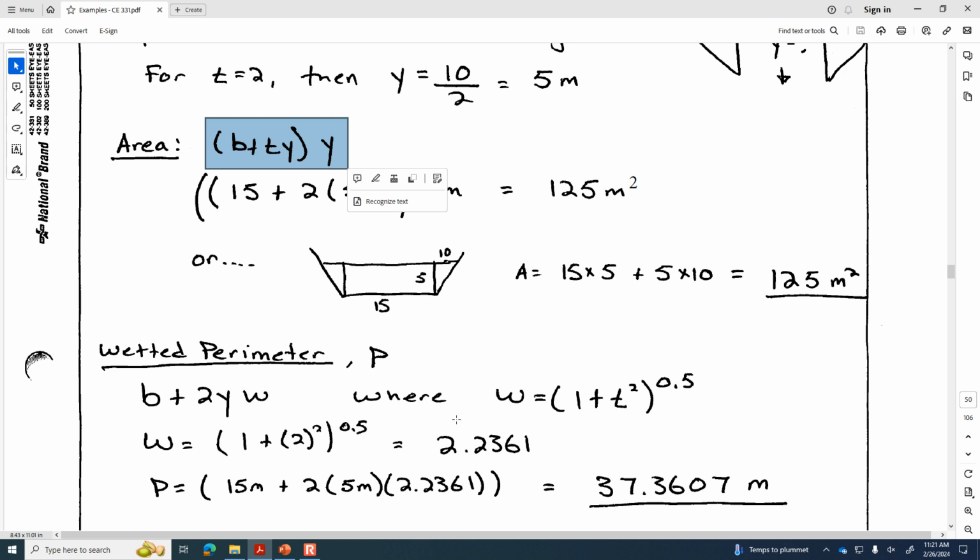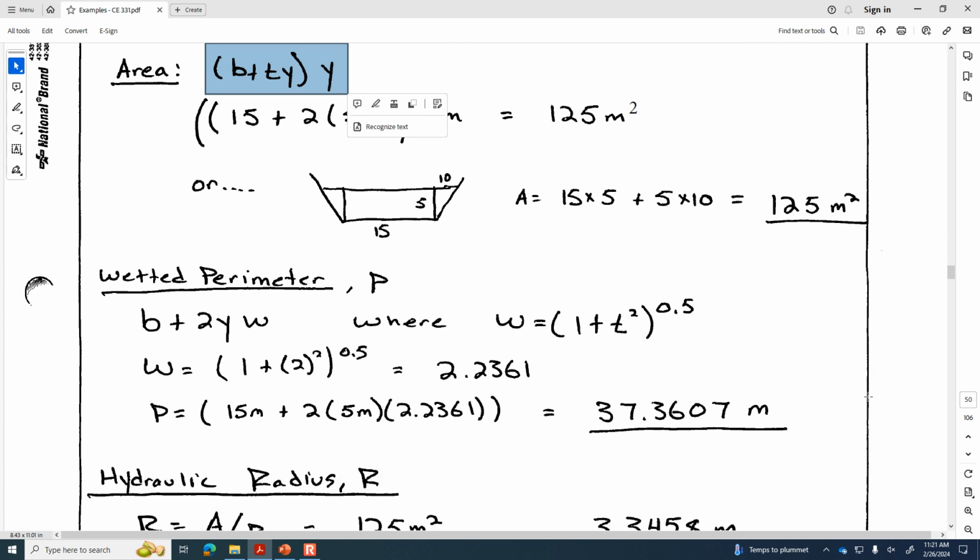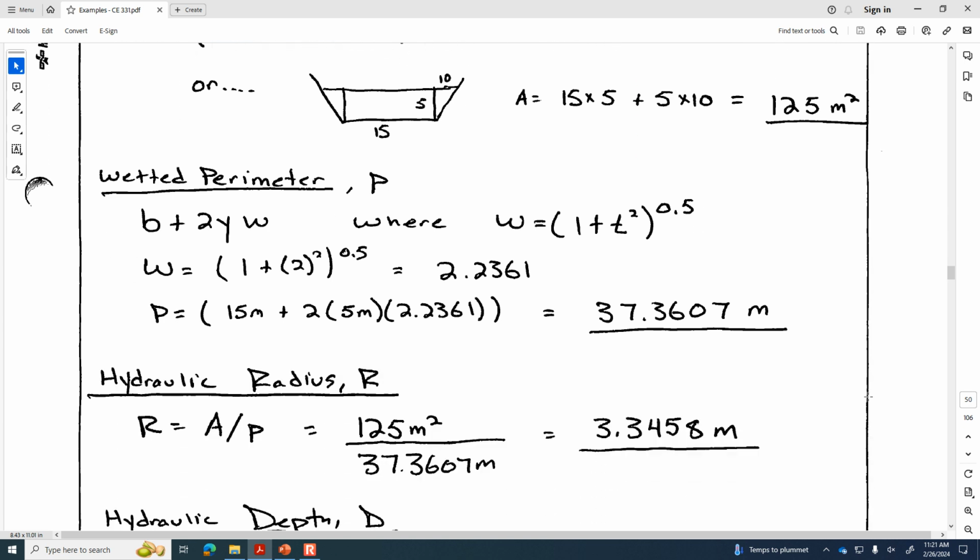If you said that W is 2.2, then that's going to introduce imprecision into your solution. So don't do that. Carry through all of the precision to the very end and then round off as needed. So the wetted perimeter here should be 37.36 meters. Hydraulic radius is the area divided by the wetted perimeter, so 3.34 meters. Any questions on it so far?